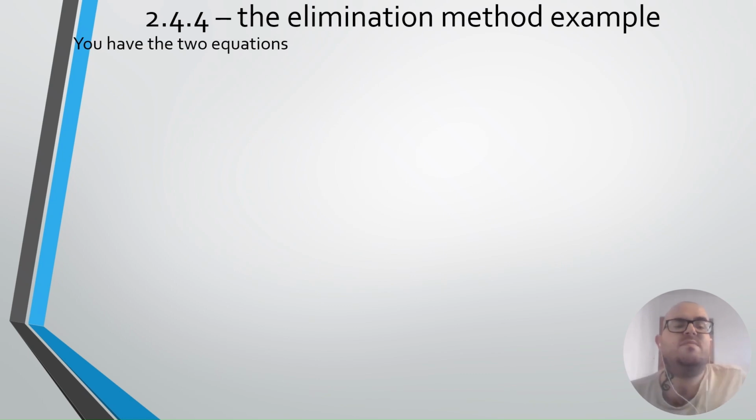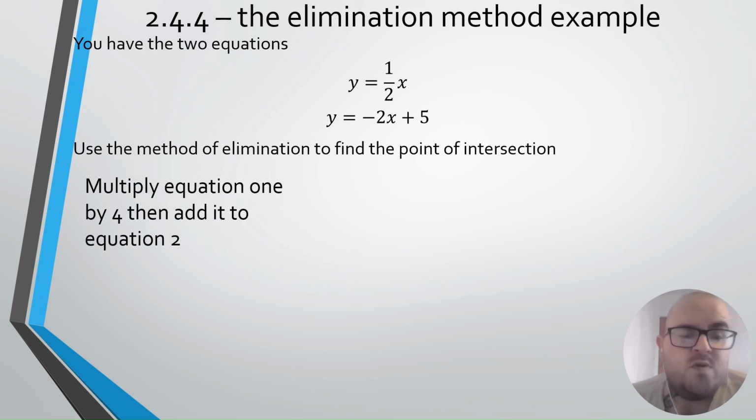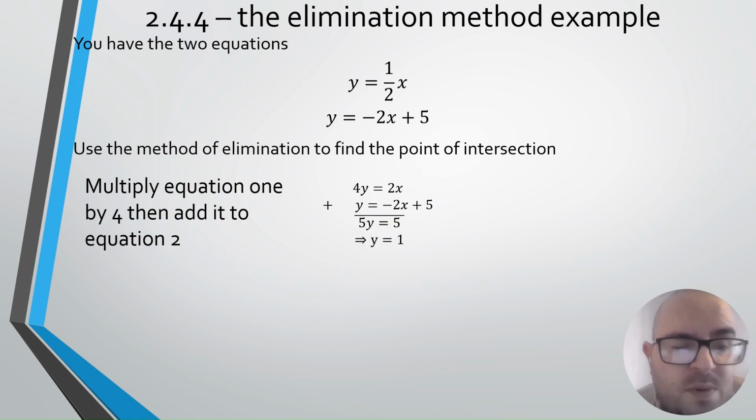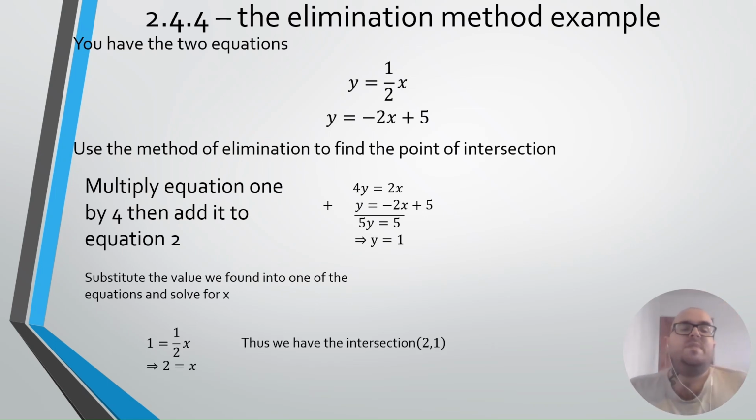The elimination method. You have the two equations. It's the exact same equations as before. So we're going to use the elimination method here. So we multiply equation 1 by 4 and then add it to equation 2. 4y equals 2x plus y equals negative 2x plus 5. So we add those equations together and that gives us 5y equals 5 and that gives you y equals 1. You then substitute y equals 1 into one of the equations and rearrange and you get x equals 2. Thus you have the intersection once again, 2, 1. As you can see, the three methods have given us the exact same point of intersection.